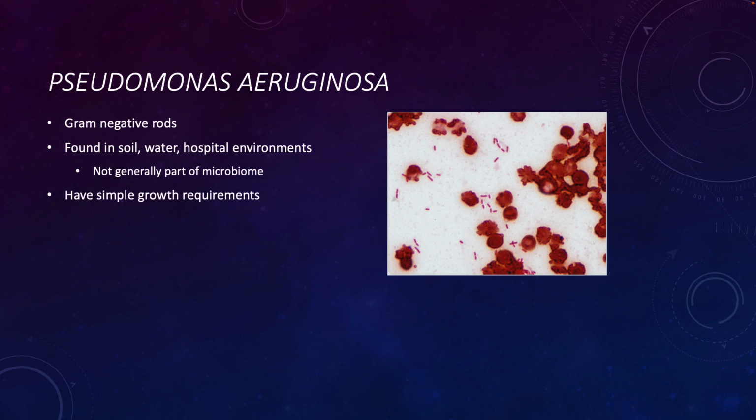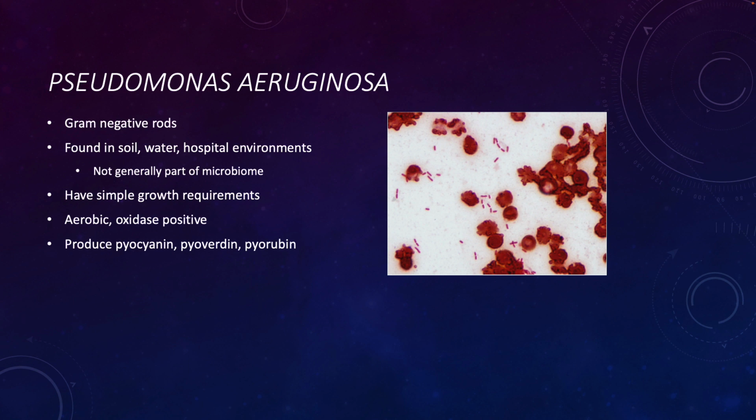They have very simple growth requirements. They will grow in some of the most minimal media I've ever seen. This is a bacterium I work with quite a bit, and it tends to contaminate everything. They are aerobic, and they are oxidase positive, again, which helps differentiate them from the gram-negative rods of the Enterobacteriaceae. They produce a number of different pigments that have various effects.